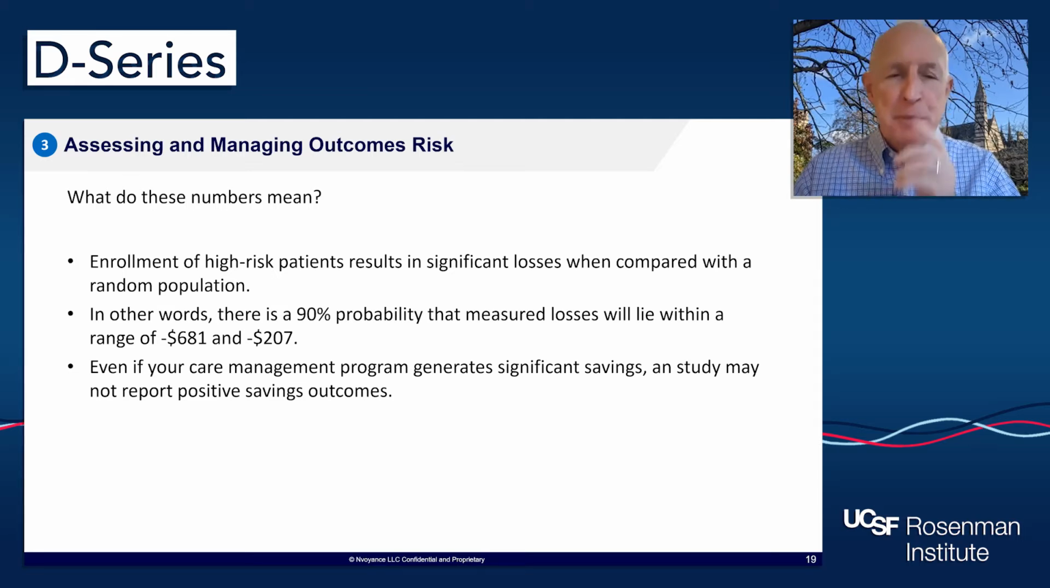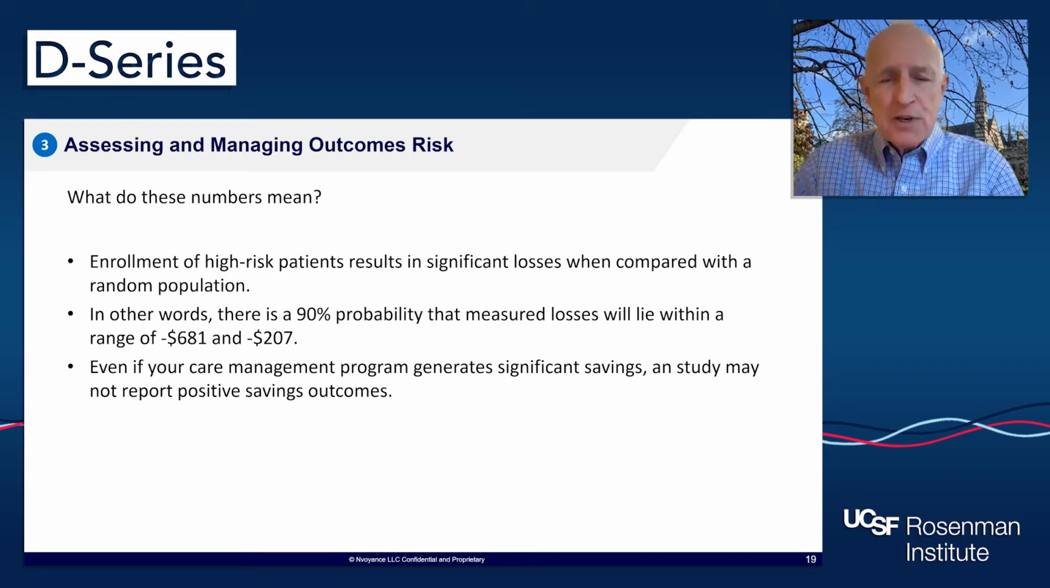So you're going to appear to lose money 10 out of 100 times when you manage a population with these high-risk members. So even if your care management population is generating significant savings, a study may not report positive savings outcomes. And this is what we refer to as model risk. And the numbers probably are not all that realistic, because this is a synthetic example. But the point of this is to say, if you are going to enter into a risk contract with a downside risk where you might have to pay back some apparent losses, you absolutely need to understand what the variability looks like in the population that you're managing.